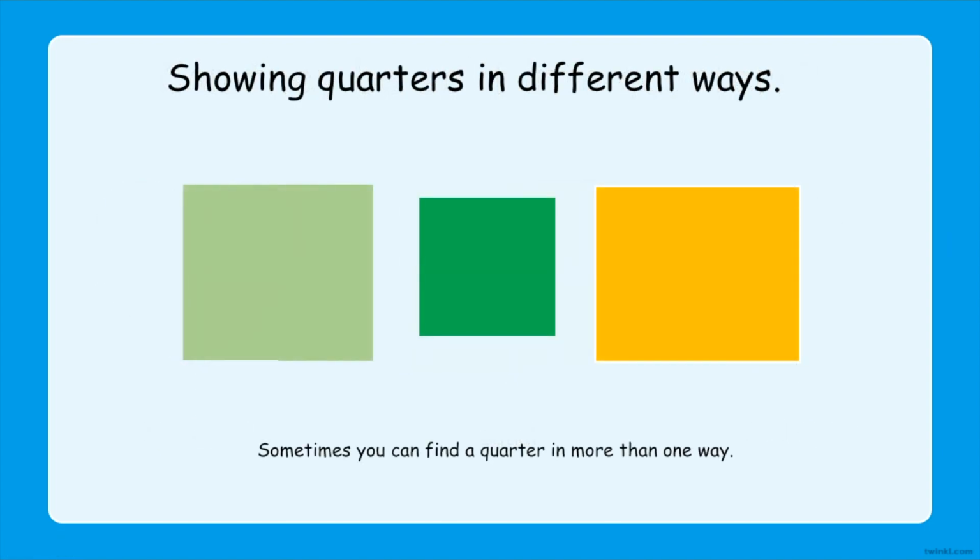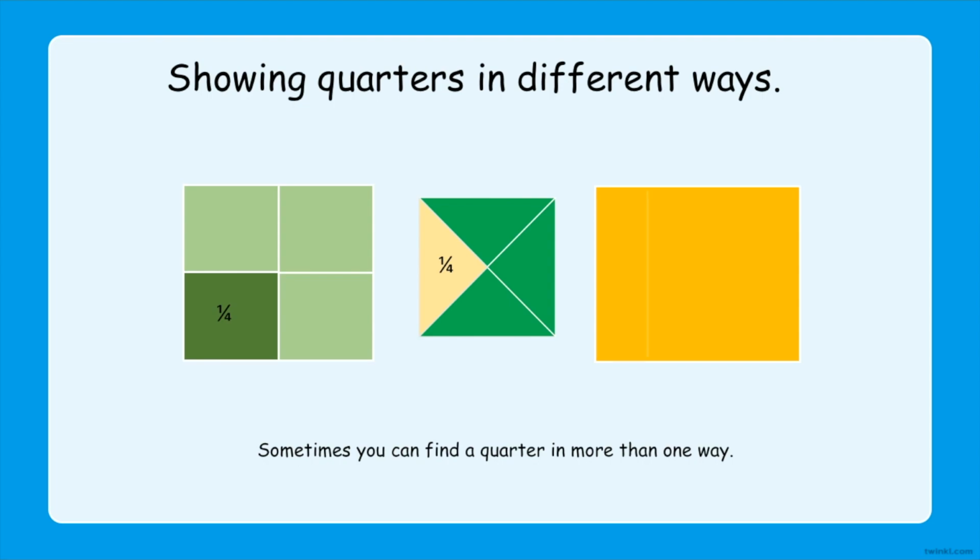Now we can also show quarters in different ways. So this is one way that you can show quarters of a square. This is another way that you can show quarters in a square, and another way that you can show quarters in a square. So they all show quarters because they might look different, but they are split in ways that each part is the same size.